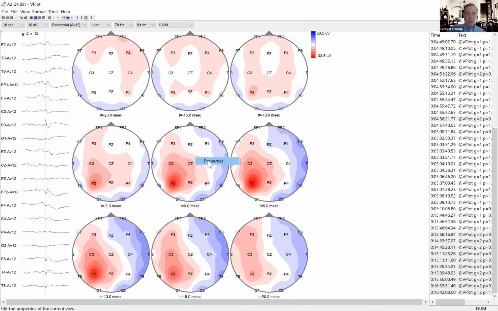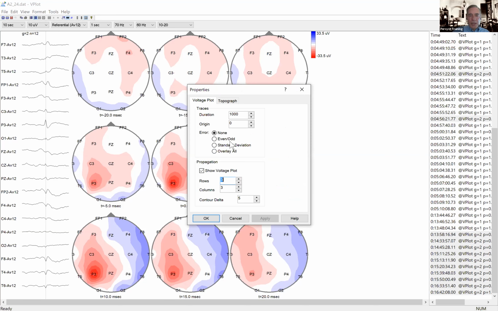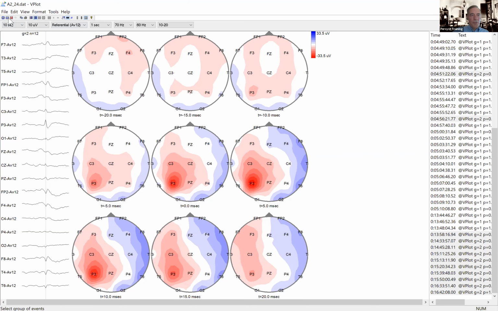Now, another thing we can look at, if we right click and go to properties, is sometimes we want to look at the quality of the average. So let me go ahead and switch back to that first group. I'm going to click this button in the upper left, go to group 1.